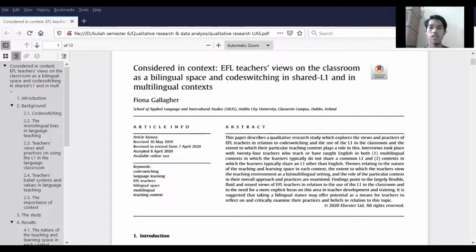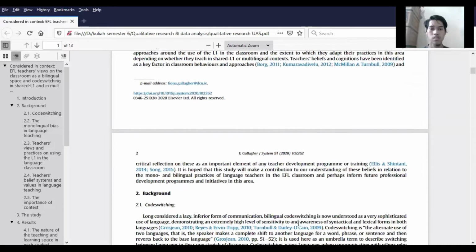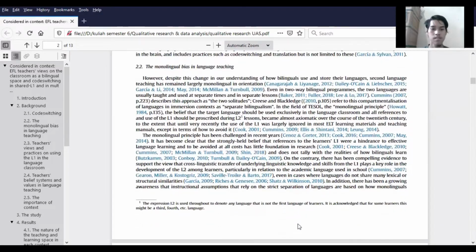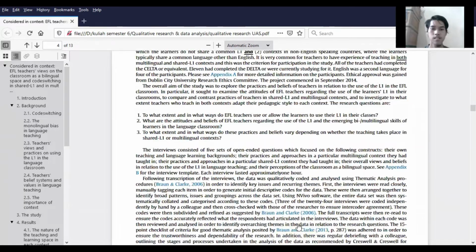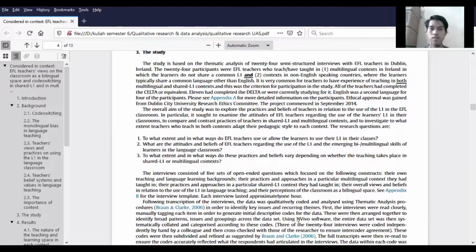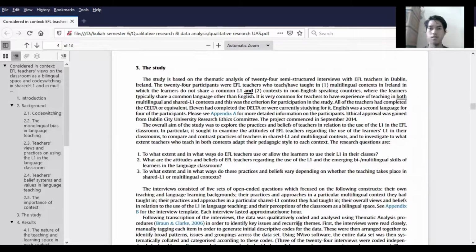So in particular, it sought to examine the attitudes of EFL teachers regarding the use of the learners' L1 in their classroom, to compare and contrast the practice of teachers in shared L1 and multilingual contexts, and to investigate to what extent teachers who teach in both contexts adapt their pedagogic style to each context. So in here, you can see the background. From here, you can see the aim or the purpose of this study.